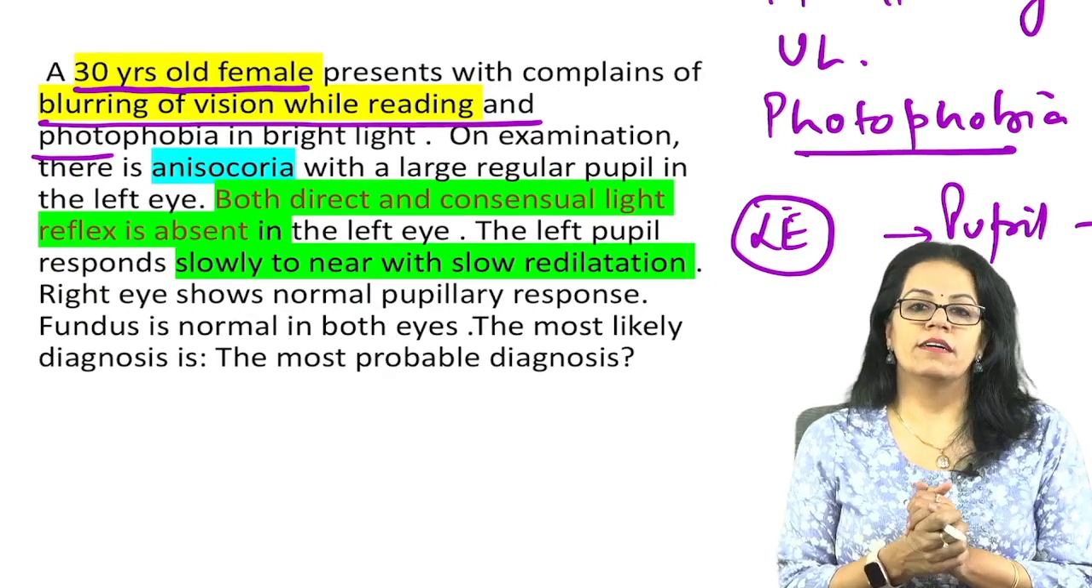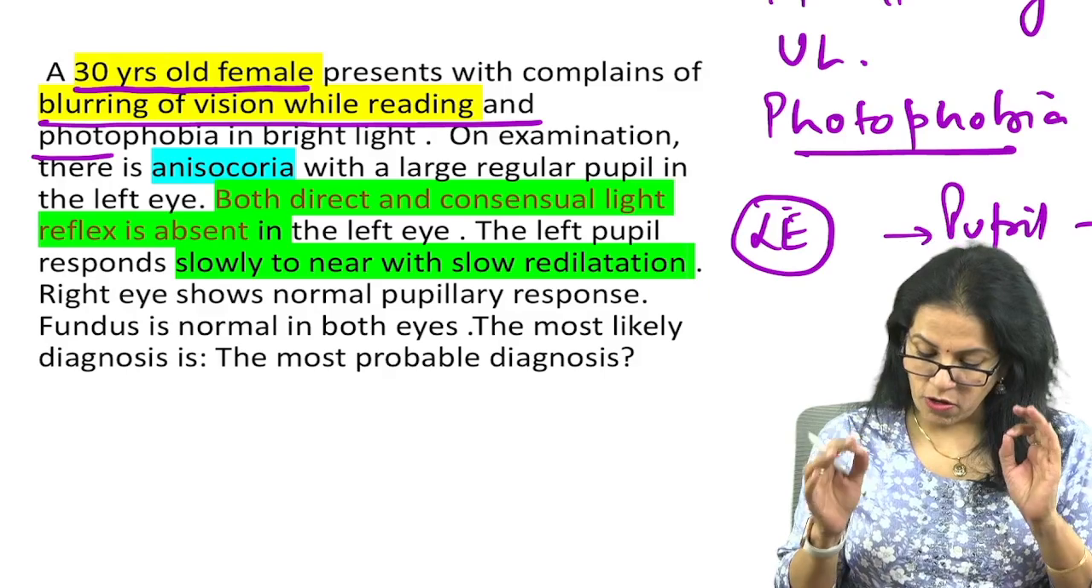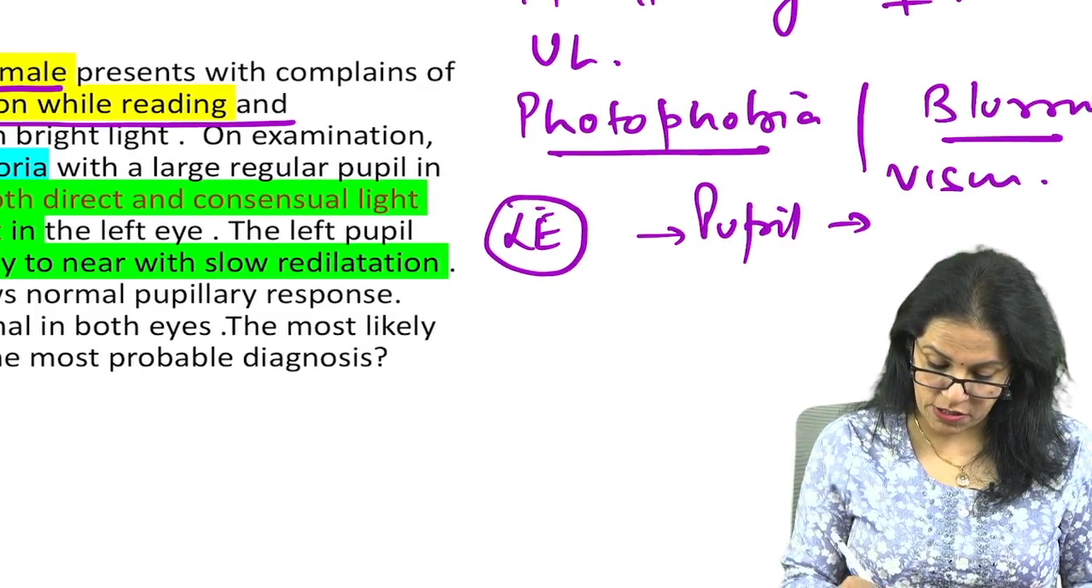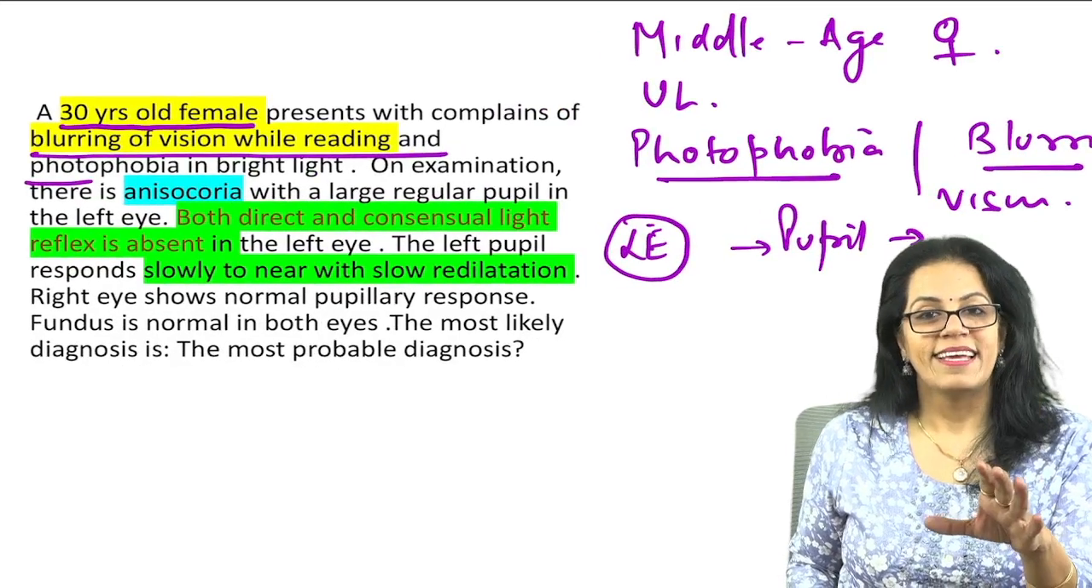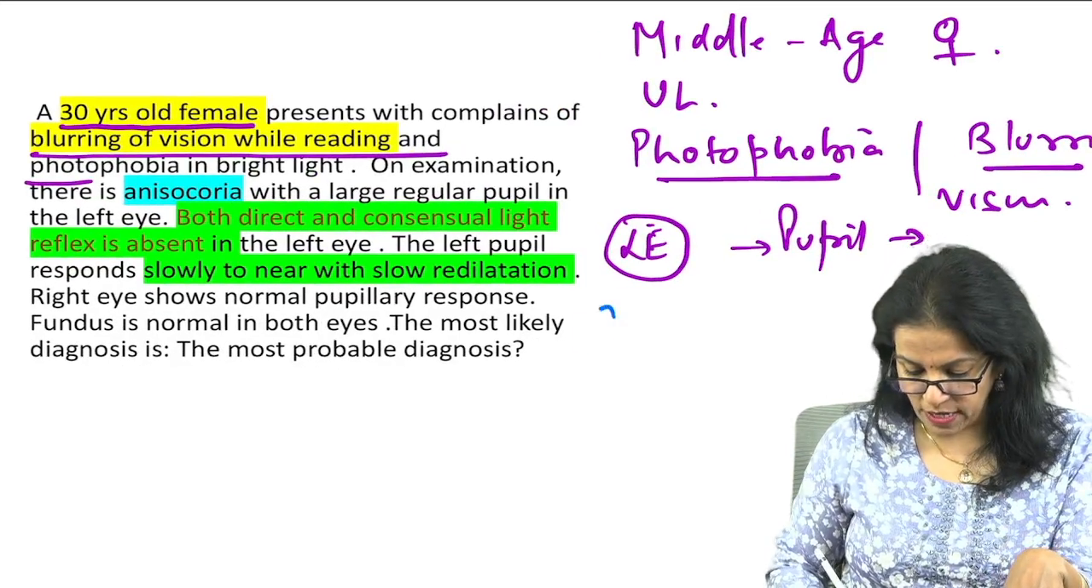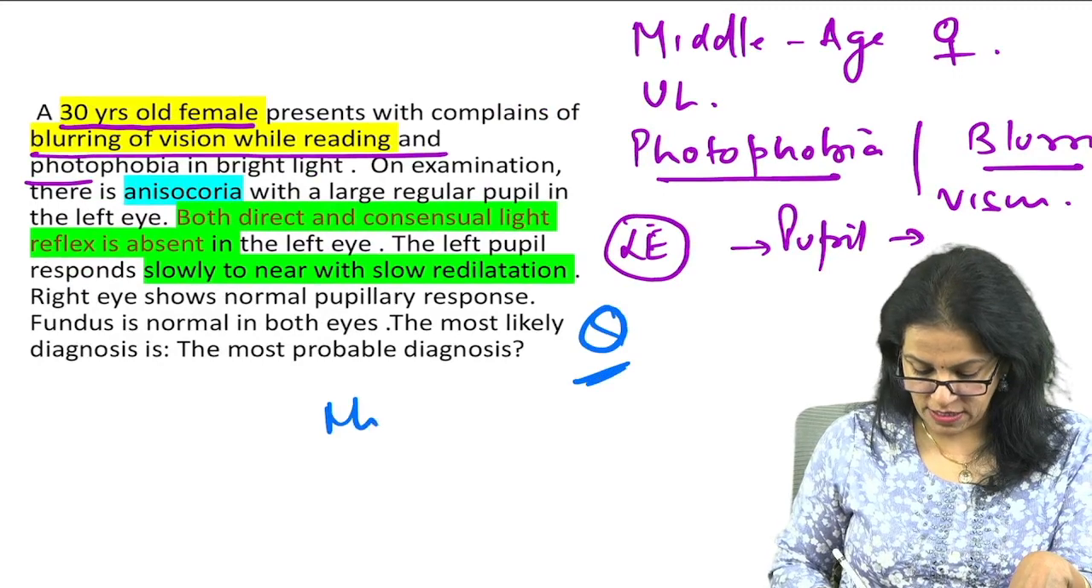It's a unilateral condition, and if I talk specifically about the questions they ask you, they have asked you about the position of the pupil in Holmes Adie. So the position of the pupil is always, you will answer, mid dilated.